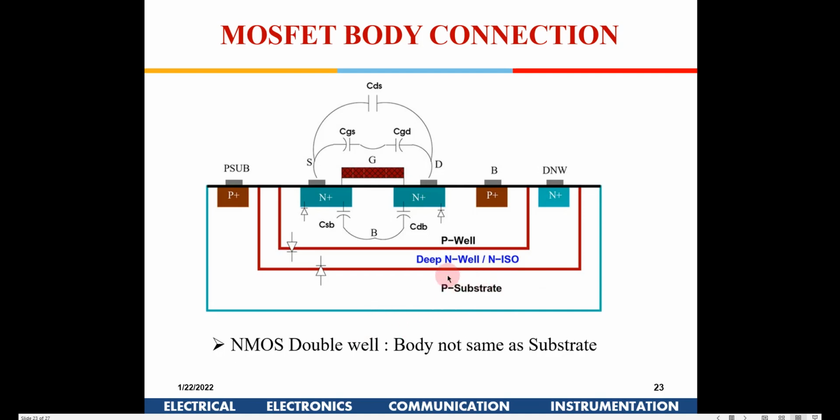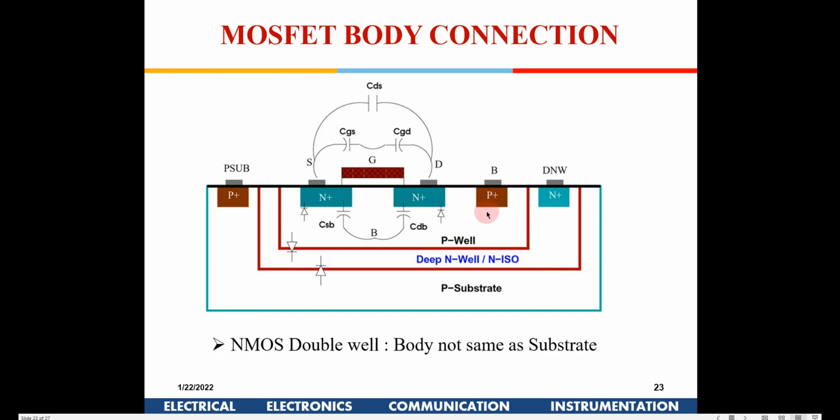In that case, you can have a P substrate, and then you have an isolated N well, and then you make one more P well. Now this P substrate can be 0 out here. This P well is not a global P well, it is for this device. So here you can connect the source and the body. So such things can be done.